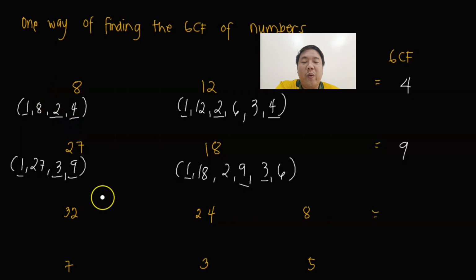Oh, how about 32, 24, and 8? Anyone who can give me the answer? The answer here will be 8. Okay, very good. How about 7, 3, and 5? Sir, parang wala naman po. No, there will always be the GCF for every number kasi nga lahat merong common factor. Ano kaya yon? Very good. The answer will be 1. Kasi lahat po yan, meron pong factor na 1. Kaya hindi pwedeng wala po tayong sagot. Okay.